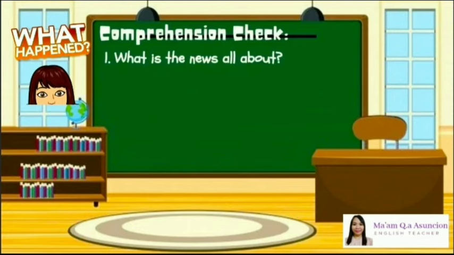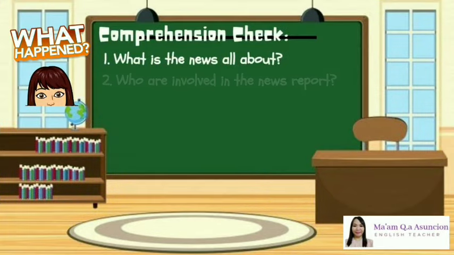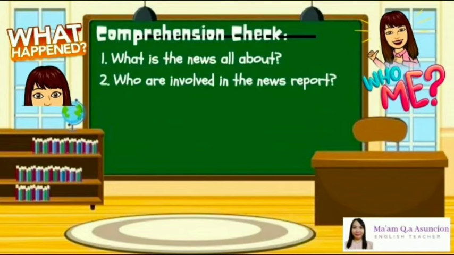Answer: it is all about the Department of Education needing the help of parents and guardians to protect children who engage in online learning from cyberbullying. Number 2. Who are involved in the news report? Answer: involved in the news report are the Department of Education, more specifically, Education Secretary Leonor Briones and Education Undersecretary Nepomuceno Malaluan, parents and their children.